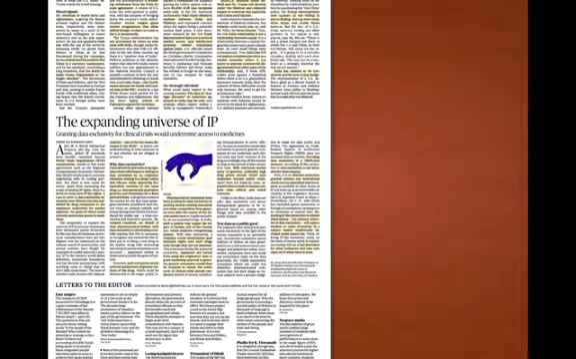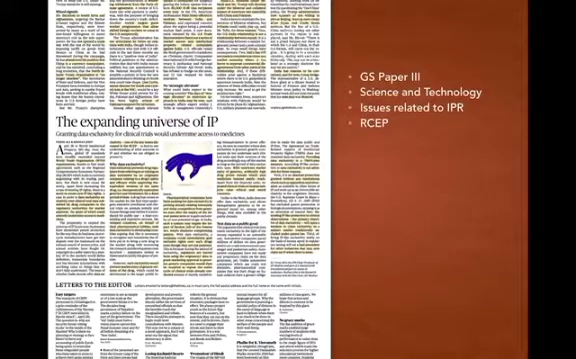So this article is very important for you. This is related to your GS paper 3 science and technology portion. It talks about issues related to IPR. You have a syllabus point specifically dedicated to this, and it talks about the RCEP. This is the sub-regional trade agreement in which India and China are involved. And in this agreement, there are talks about a specific clause of data exclusivity for clinical trials. So this article talks about what data exclusivity exactly is and how it is a TRIPS plus measure.